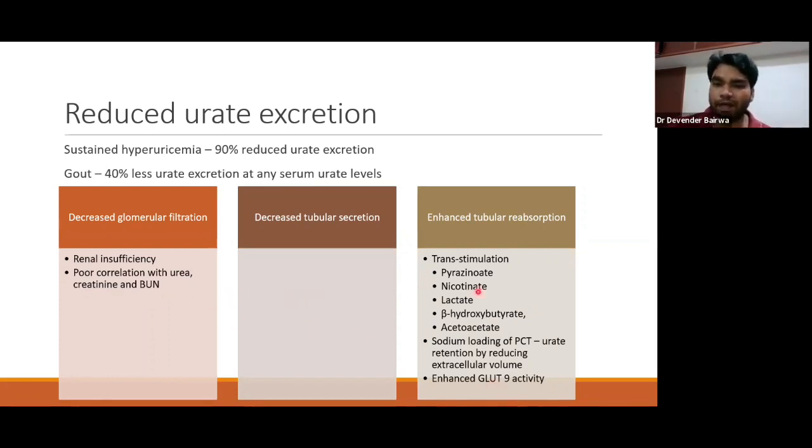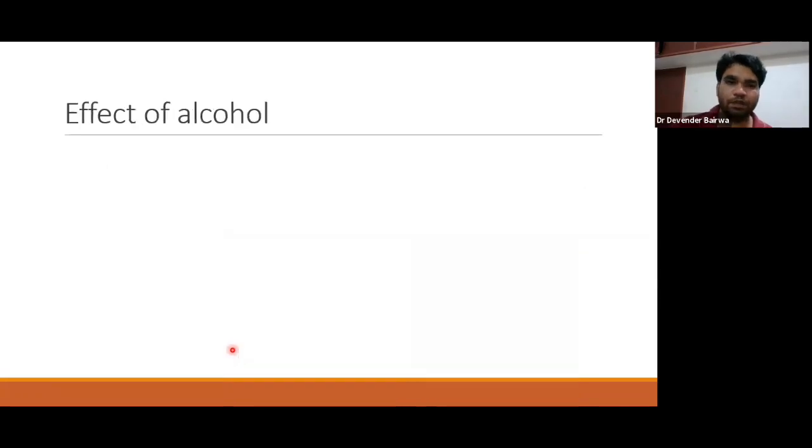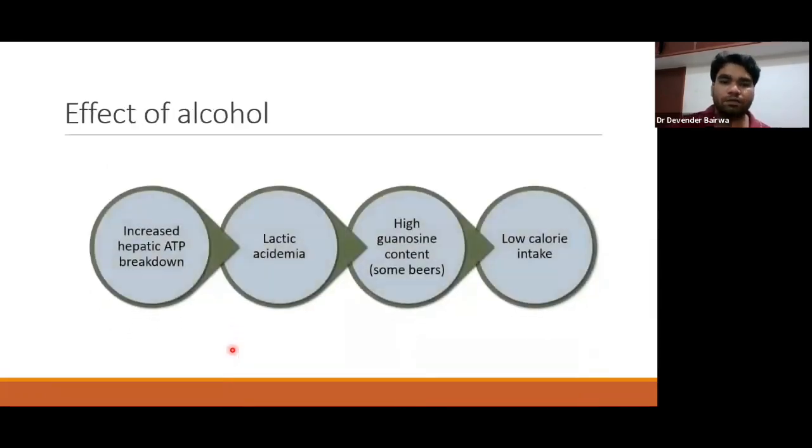So these are three different mechanisms through which there is under excretion of uric acid in the urine. Coming to the effect of alcohol, there are different ways through which alcohol can lead to hyperuricemia. One thing is there can be increased hepatic ATP breakdown. We know that because alcohol is being handled by your liver, there can be increased ATP breakdown.